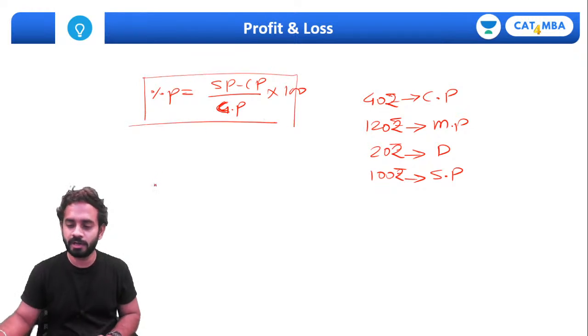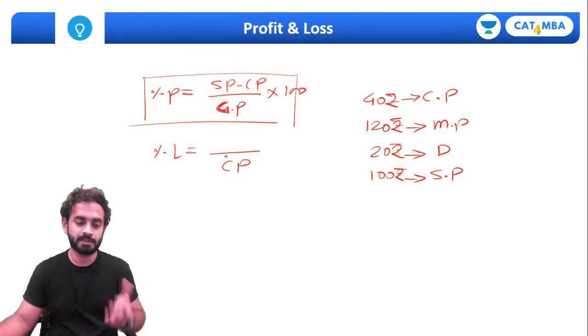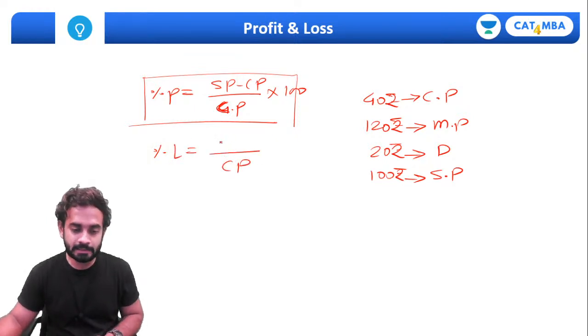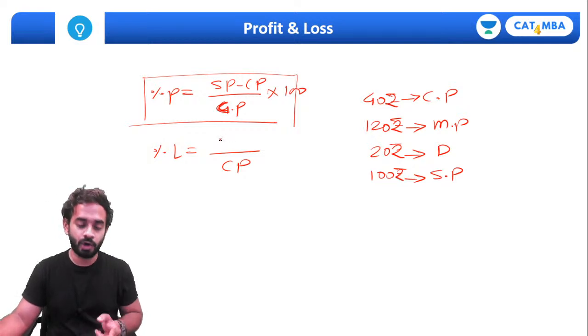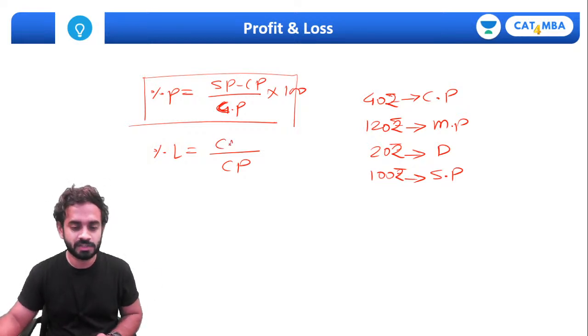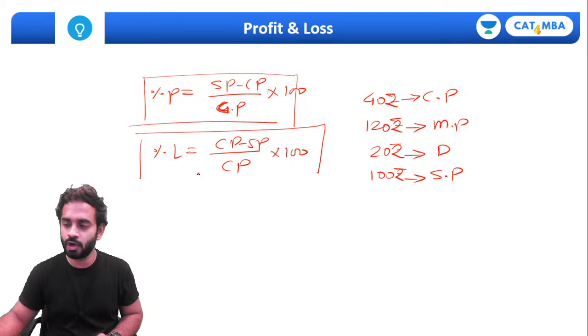Now similarly, if I want to find percentage loss, the base value will obviously be the same, that is cost price. And in this case, whenever I am in loss, cost price will be greater than selling price. So CP minus SP is the loss amount, multiplied by 100. This is my loss amount.